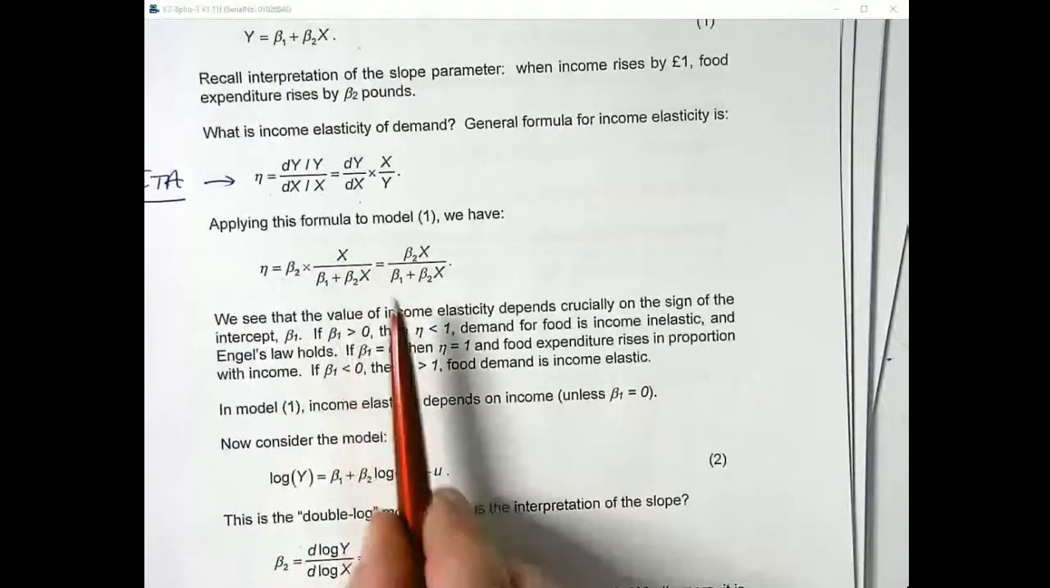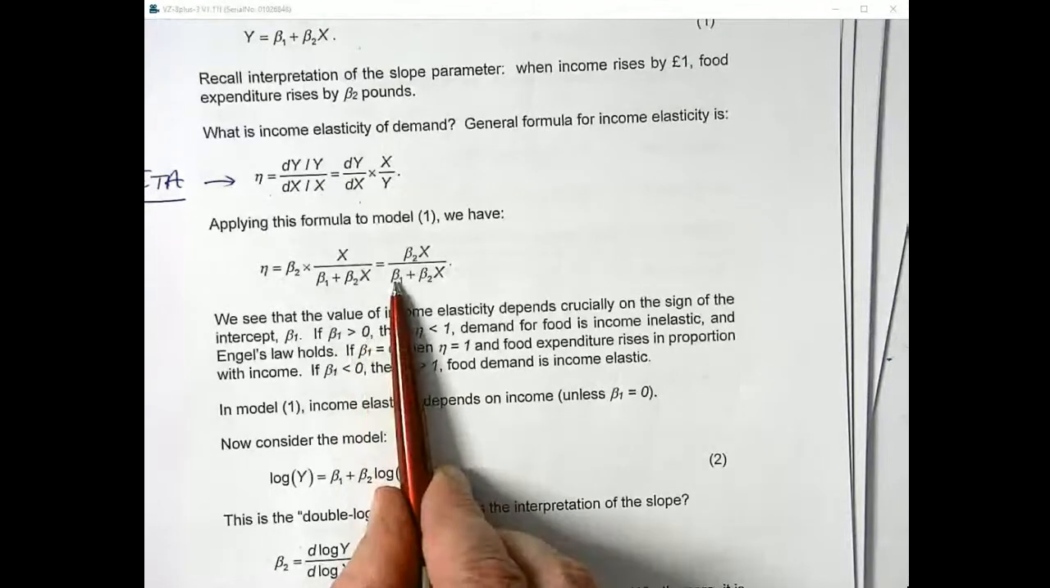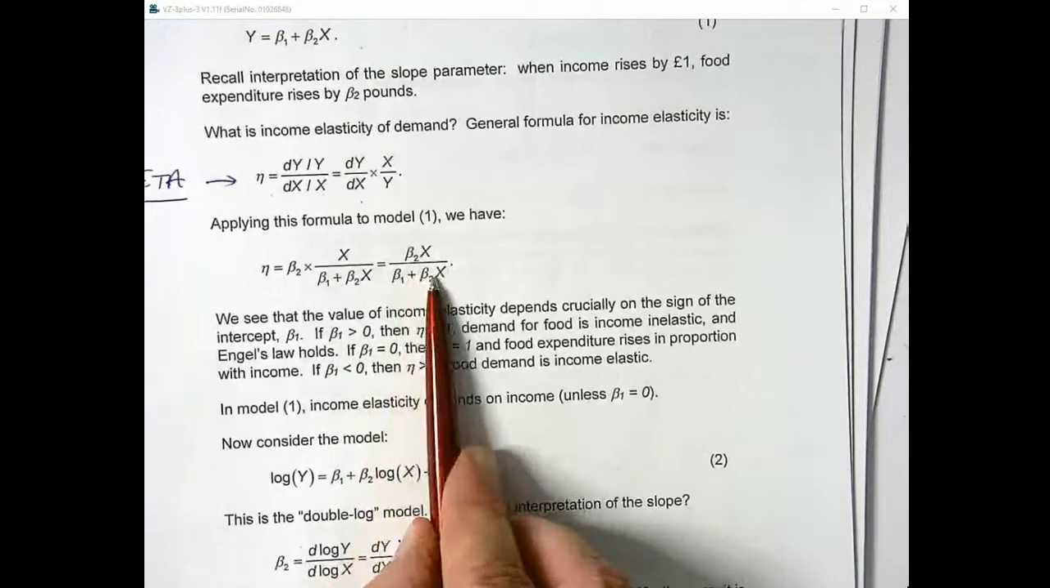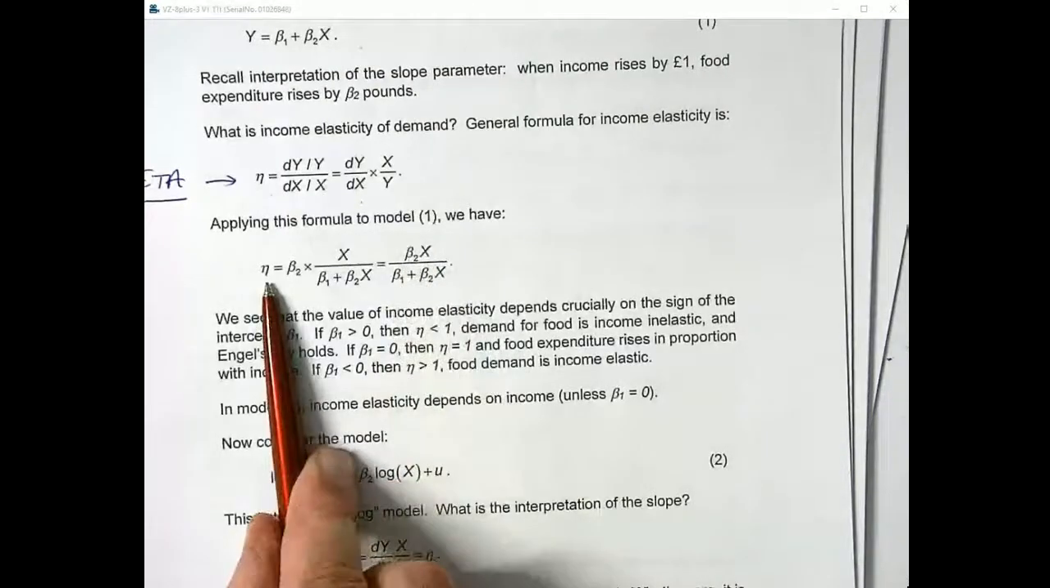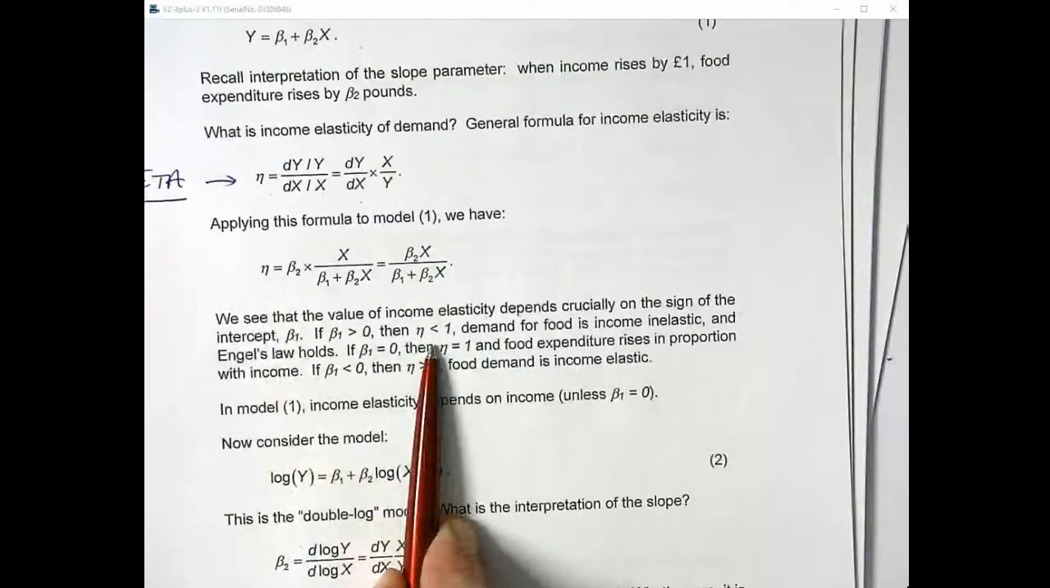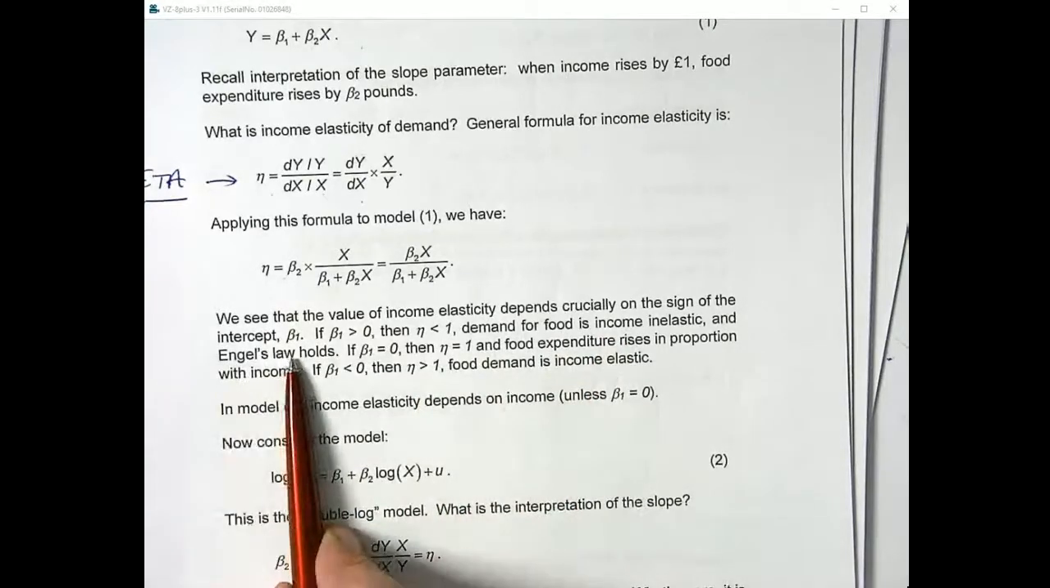If beta 1 is positive, then the denominator is larger than the numerator. Therefore, the income elasticity is less than 1, and the demand for food is income inelastic. And Engel's law holds. This is another way of looking at Engel's law. Engel's law says that the income elasticity of demand for food is less than 1.